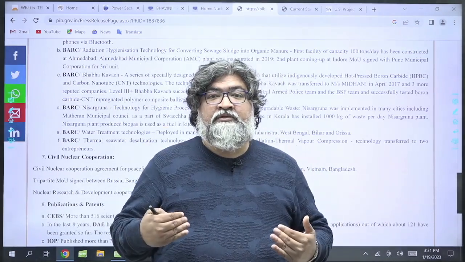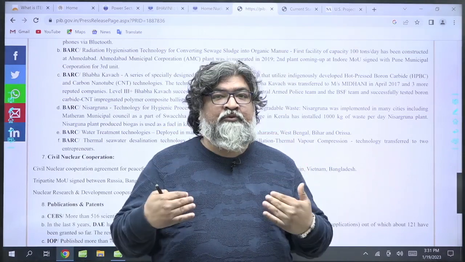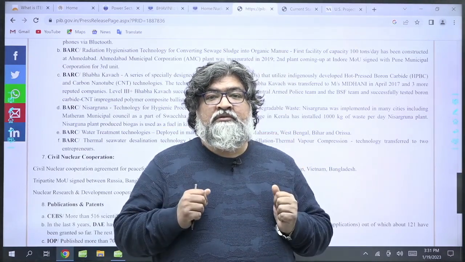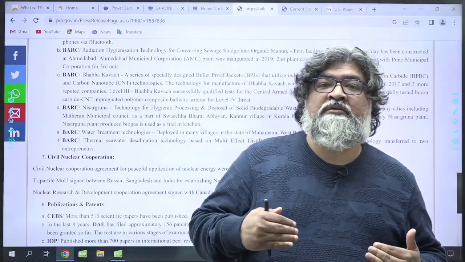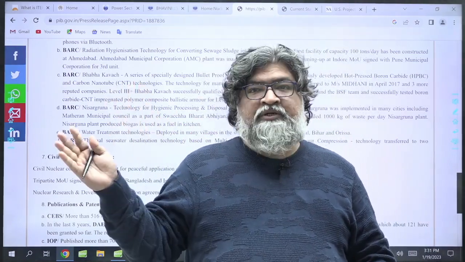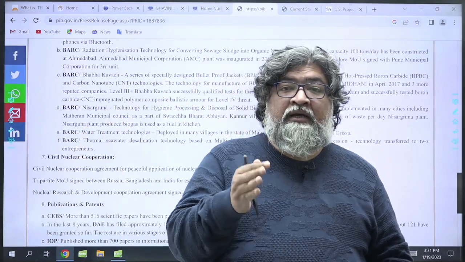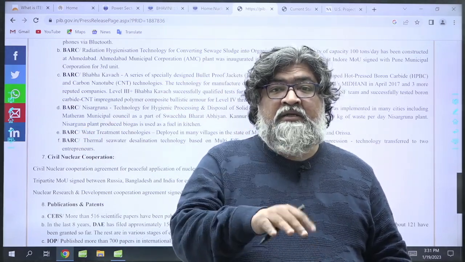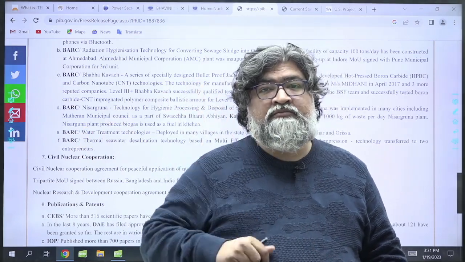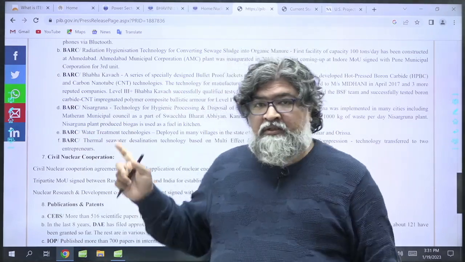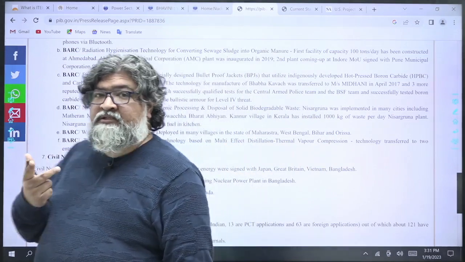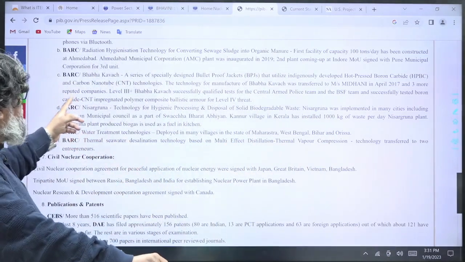Bhabha Kavach, bulletproof jacket. Generally the police and all who wear the bulletproof jacket, they're heavy. Now a lightweight bulletproof jacket for army, for paramilitary force, for police, has been developed by Bark scientists and the name given is Bhabha Kavach. Another milestone, right? Now they're made of such kind of materials. Now it's given here Bhabha Kavach, right?